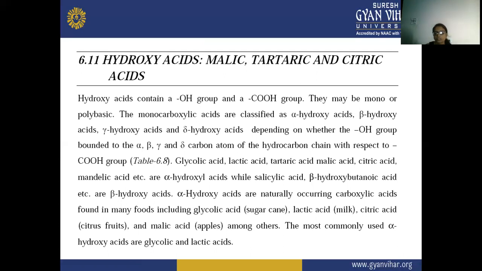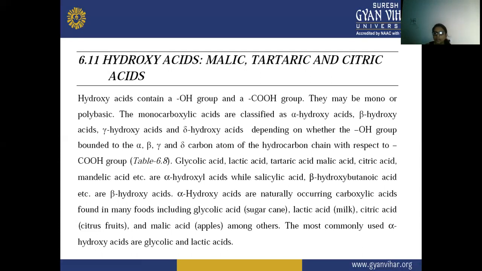So they may be mono or polybasic, and these monocarboxylic acids are classified as alpha hydroxy acid. Monocarboxylic acid means only one carboxylic acid group is attached to the hydrocarbon chain, and they are classified as alpha, beta, gamma, or delta hydroxy acid depending on the position of the OH group present on the hydrocarbon chain.